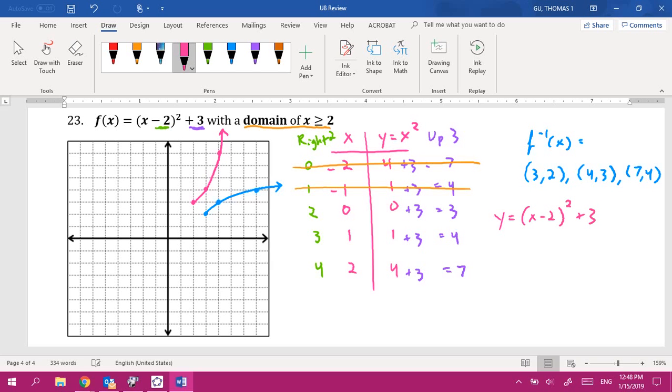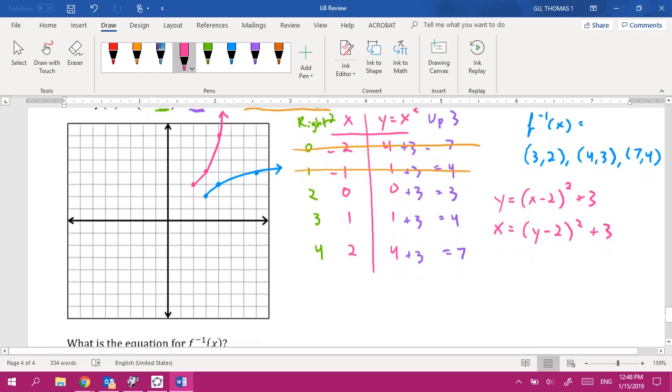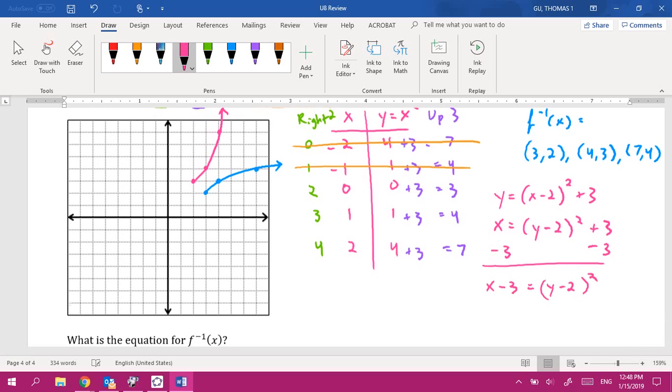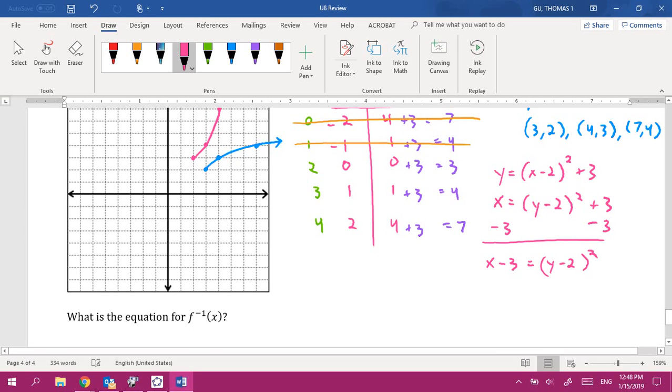And how do I use this equation to find the inverse? Switch the x and the y. So we have x equals (y minus 2) squared plus 3. And now we need to solve for y. So what do? Subtract 3, which gives us? Right. Now what do we want to do? Square it. When I square it, what should I get?